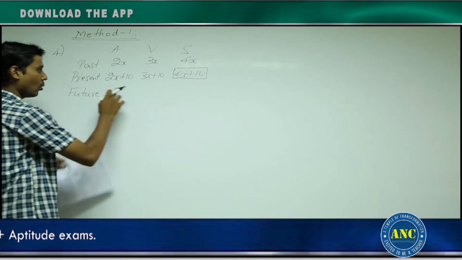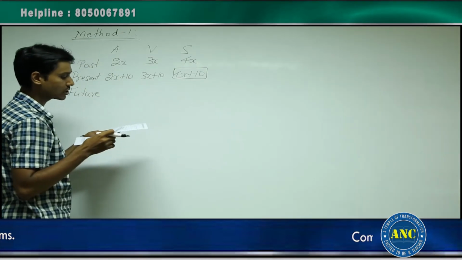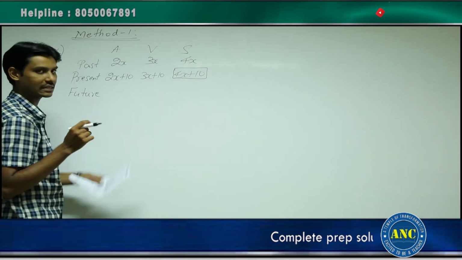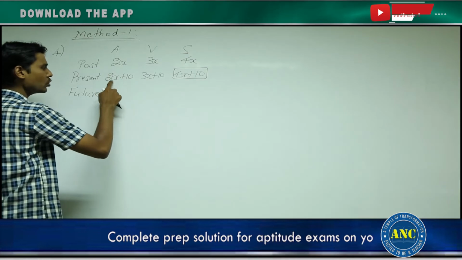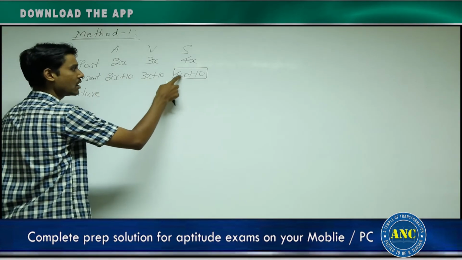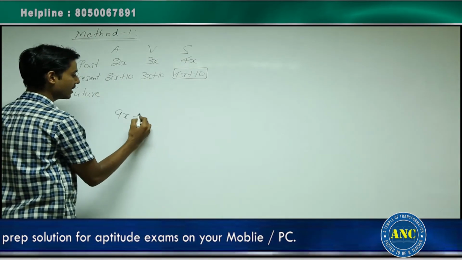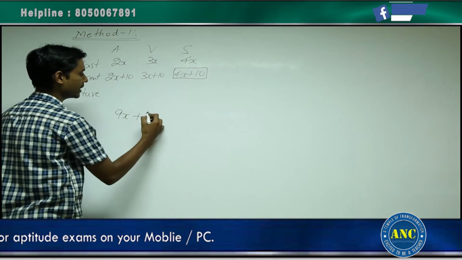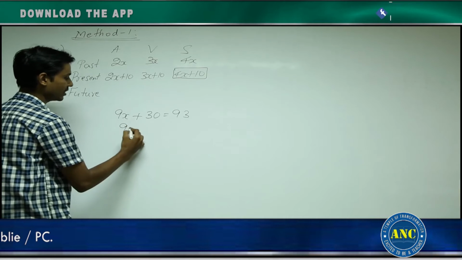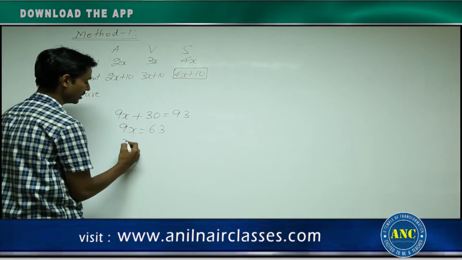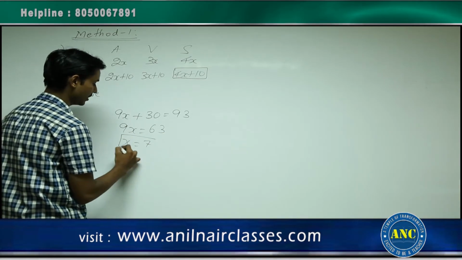Right? This here. What is the first statement? The total of the ages of Ajay, Vijay and Sujay is 93 years. That means this age is 93 total. 2x plus 3x is 5x. 5x plus 4x is 9x. 9x plus 10 plus 10 plus 10 is 30. It is 93. Given as 93. So 9x is equal to 93 minus 30, 63. X is equal to 7.